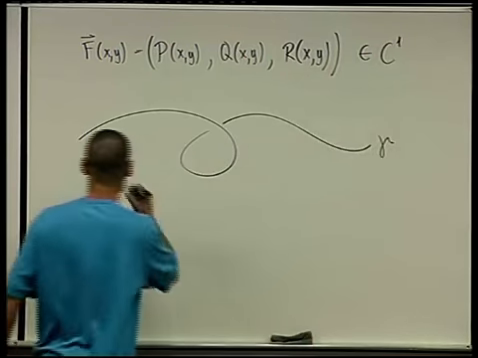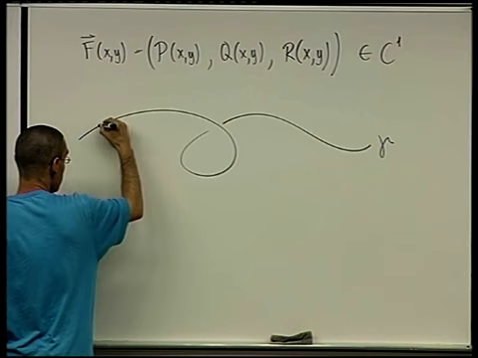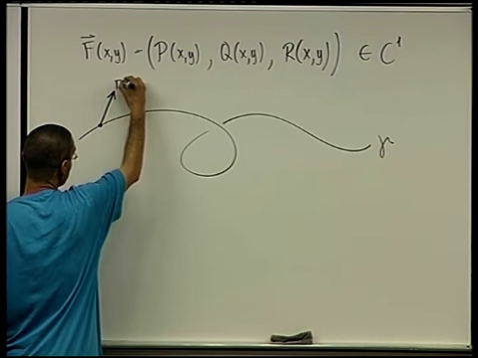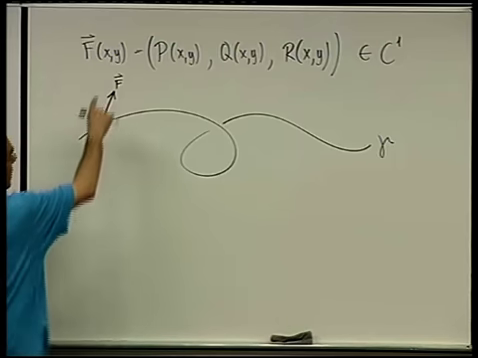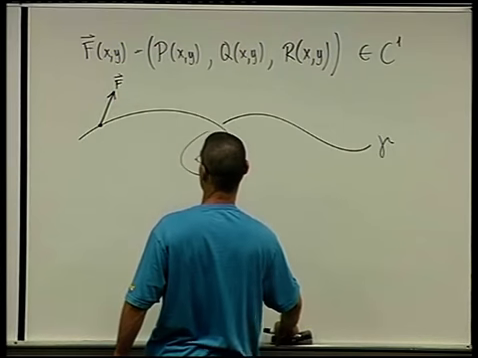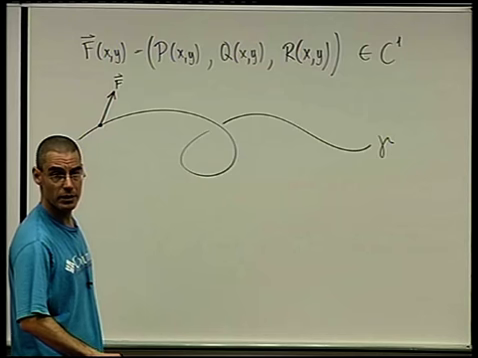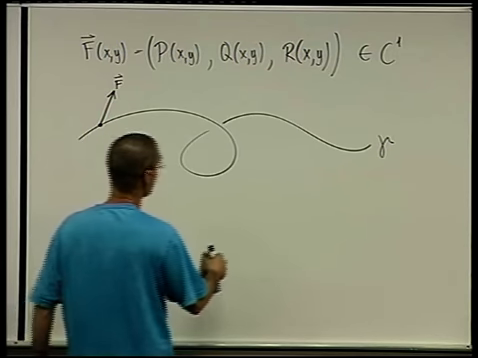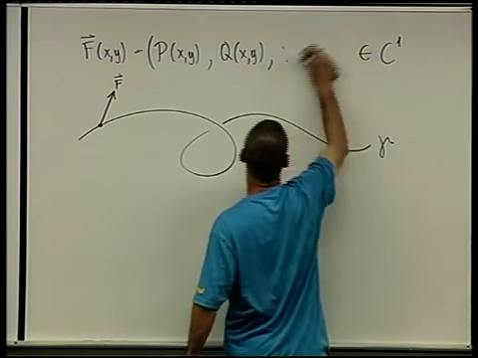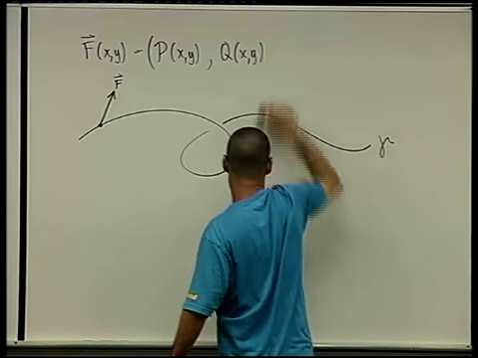At every point on the curve, F gives you some arrow, right? Now I made a total mess. Do you see that I made a total mess? I wanted to say it's f of x, y, z now. Okay, let's leave it in 2 dimensions.